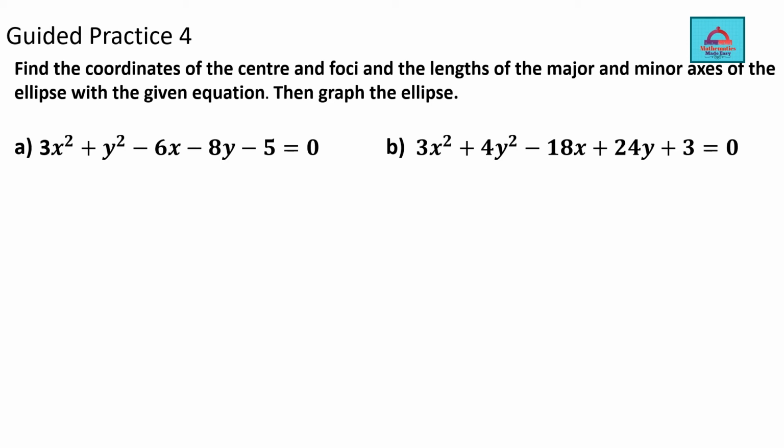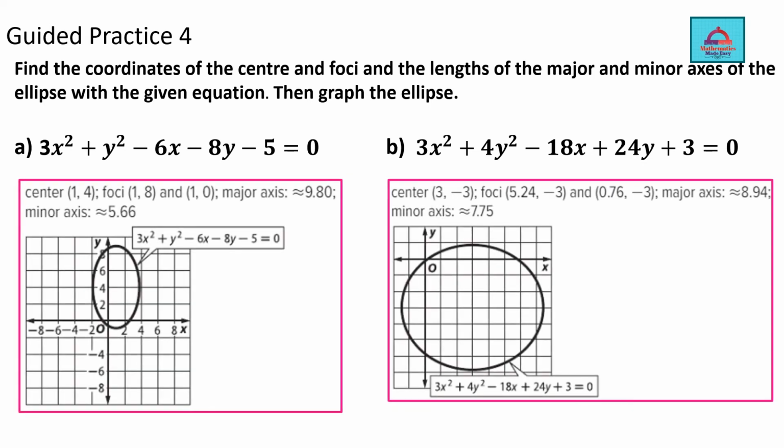Okay, so let's now solve some questions together. So from this slide, we'll be solving question guided practice 4a right now. And B part you will try as your homework. So here you need to find the coordinates of the center, foci, lengths of the major and the minor axis. And then finally you need to graph the ellipse. All of these steps you need to do in this question. And you can check your answers. Here I've given you the final answer.